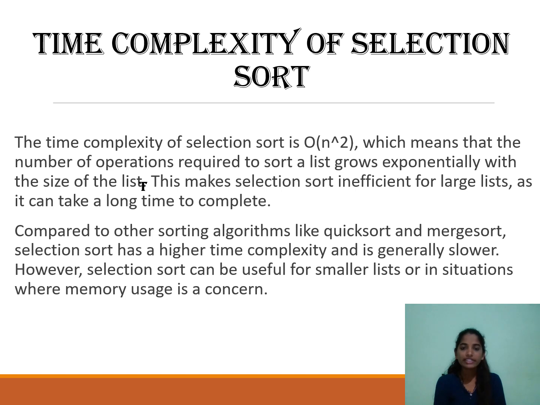Time complexity of selection sort. The time complexity of selection sort is O(n^2), which means that the number of operations required to sort a list grows quadratically with the size of the list. This makes selection sort inefficient for large lists as it can take a long time to complete. Compared to other sorting algorithms like quicksort and merge sort, selection sort has higher time complexity and is generally slower. However, selection sort can be useful for smaller lists or in situations where memory usage is a concern.